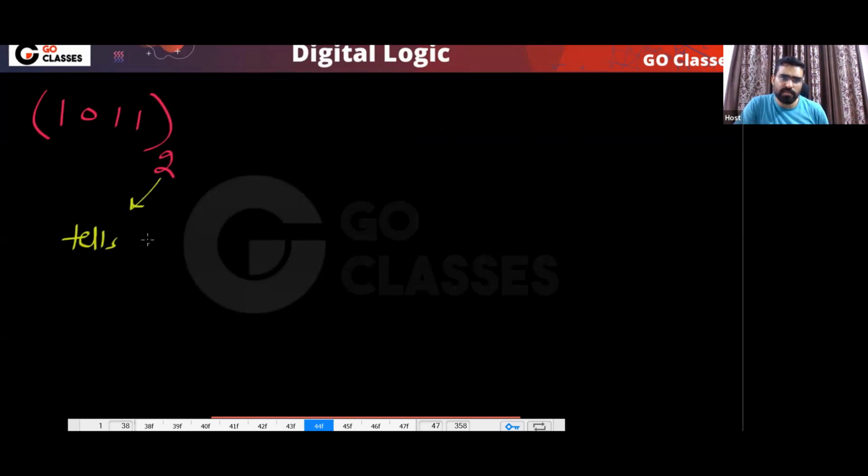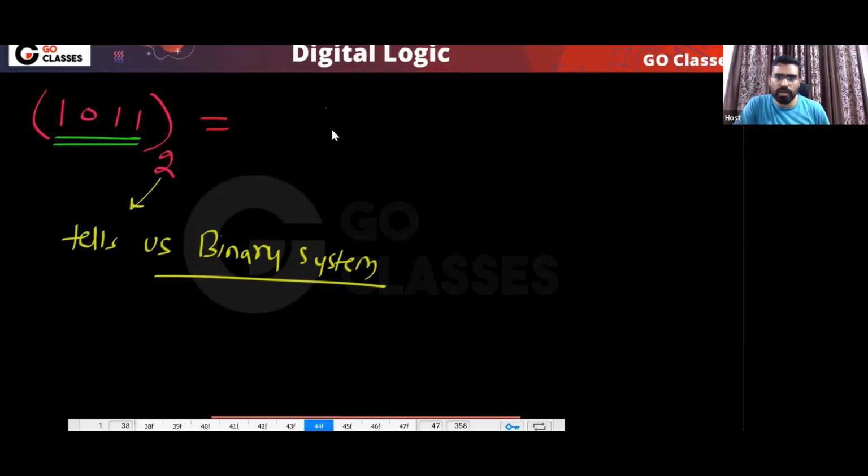What will this tell us? This tells us that the number you have given is in the binary system. So how many apples are we counting with this number in the binary system?